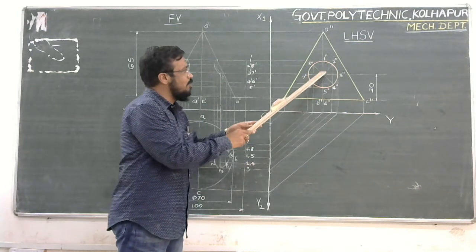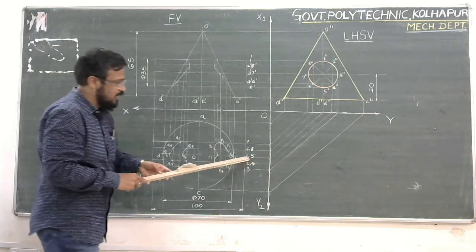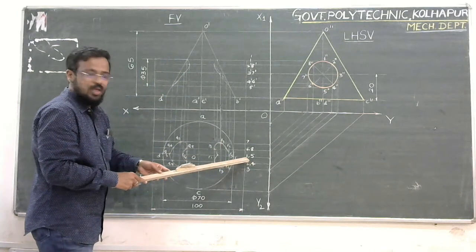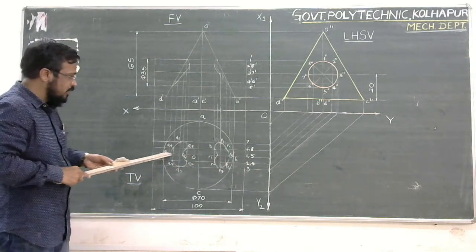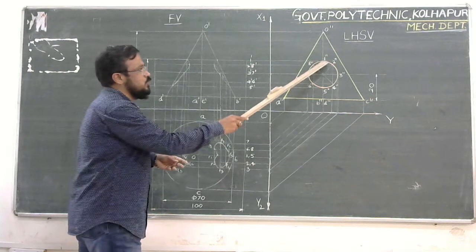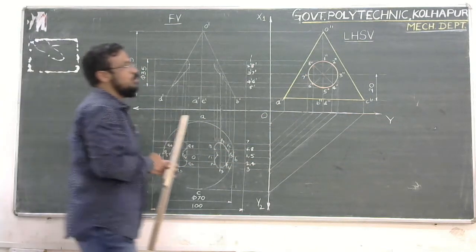So if 1 double dash, if you refer to this, it comes on this line. So this is the line of the cylinder. Okay. So this is the reference of this one line. So on this line, which is drawn backward from this 1 double dash point to this top view. Okay, what we have to do?